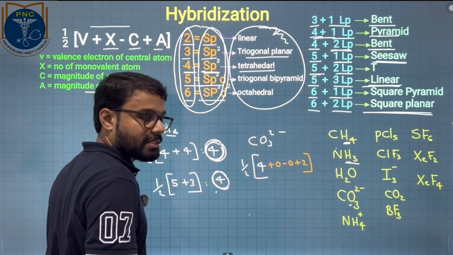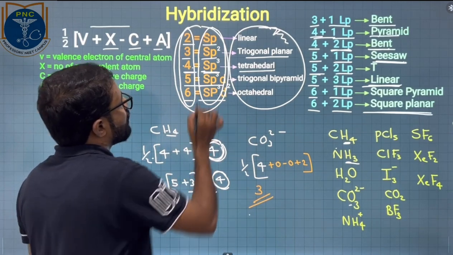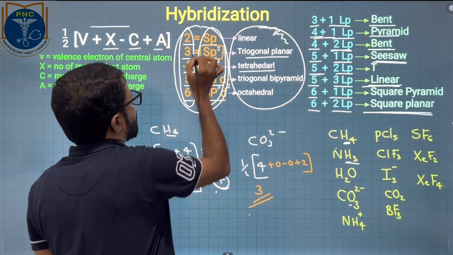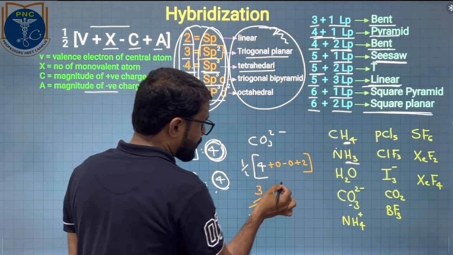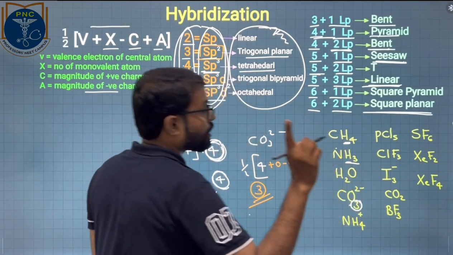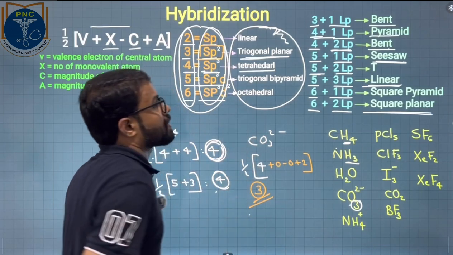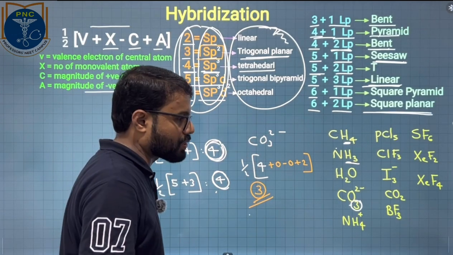4 plus 2 is what? 6. 6 by 2 is what? 3. We got number 3. Number 3 means the hybridization is what? sp2. Now, what's the number we got? 3. Peripheral atom is also 3. Those have no lone pair. So the shape is trigonal planar. So CO3 2 minus is trigonal planar in shape.